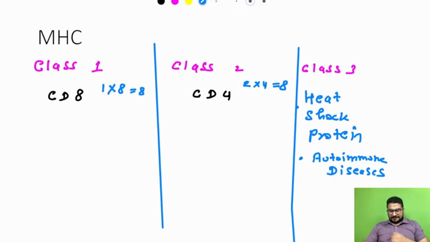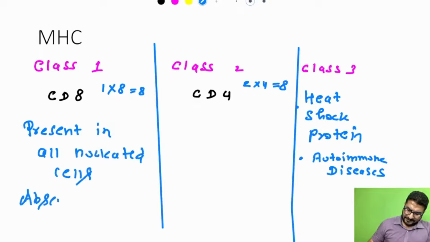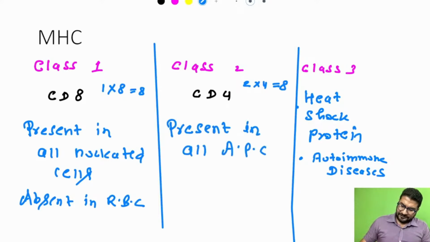Now understand class 1. This is generally present in all nucleated cells. So where will it be absent? Remember, it is absent in RBCs, in mature RBCs. And class 2, if I talk about MHC class 2, this is present in all APCs.